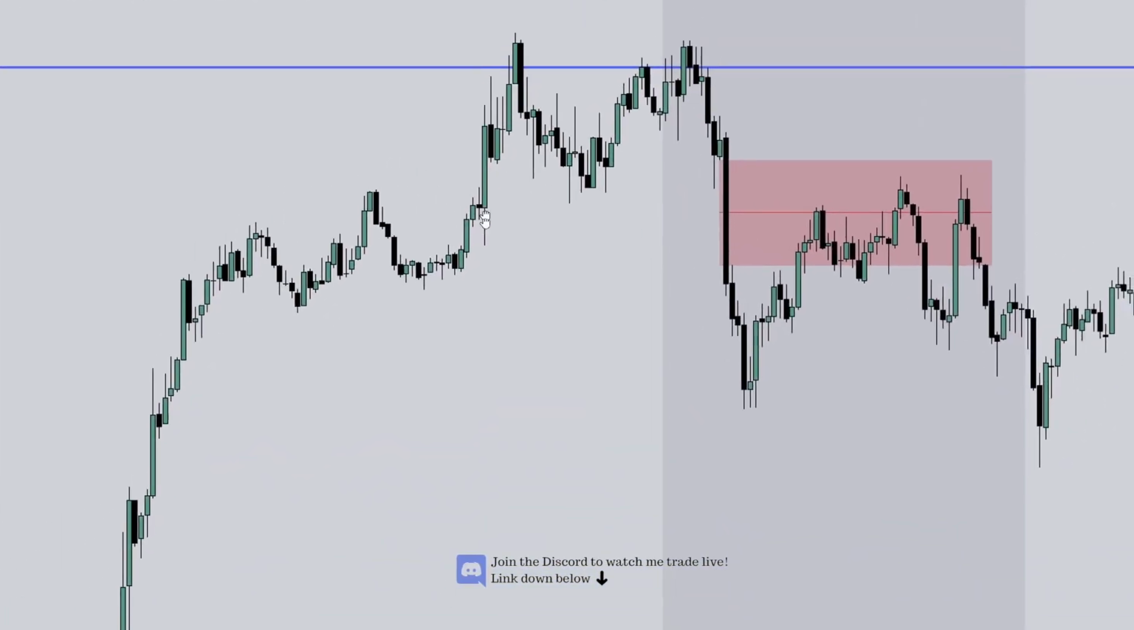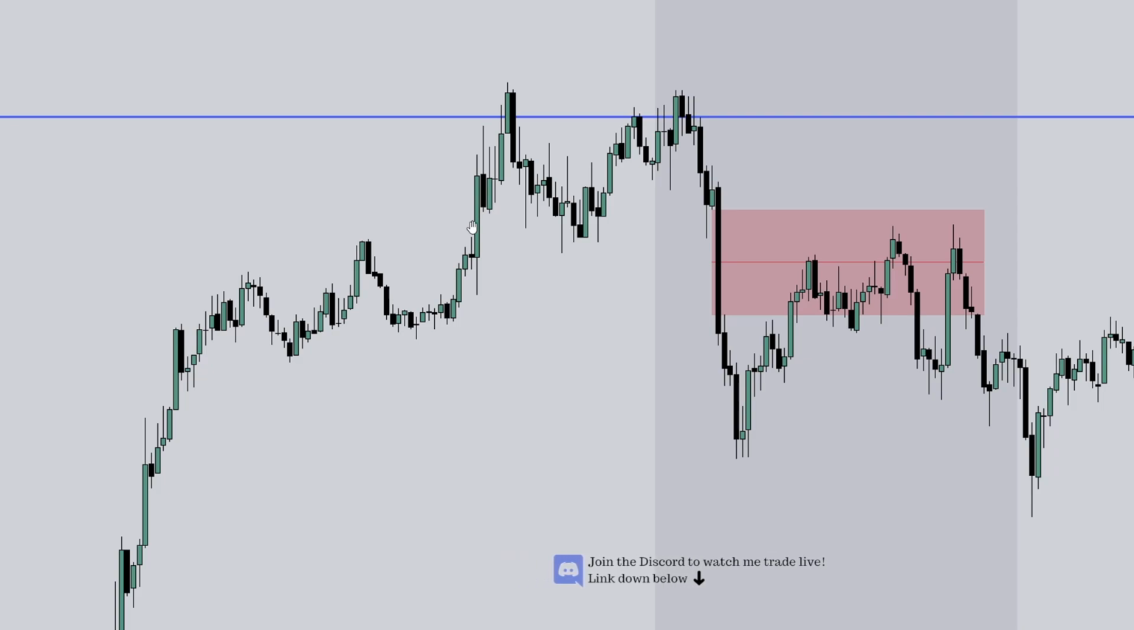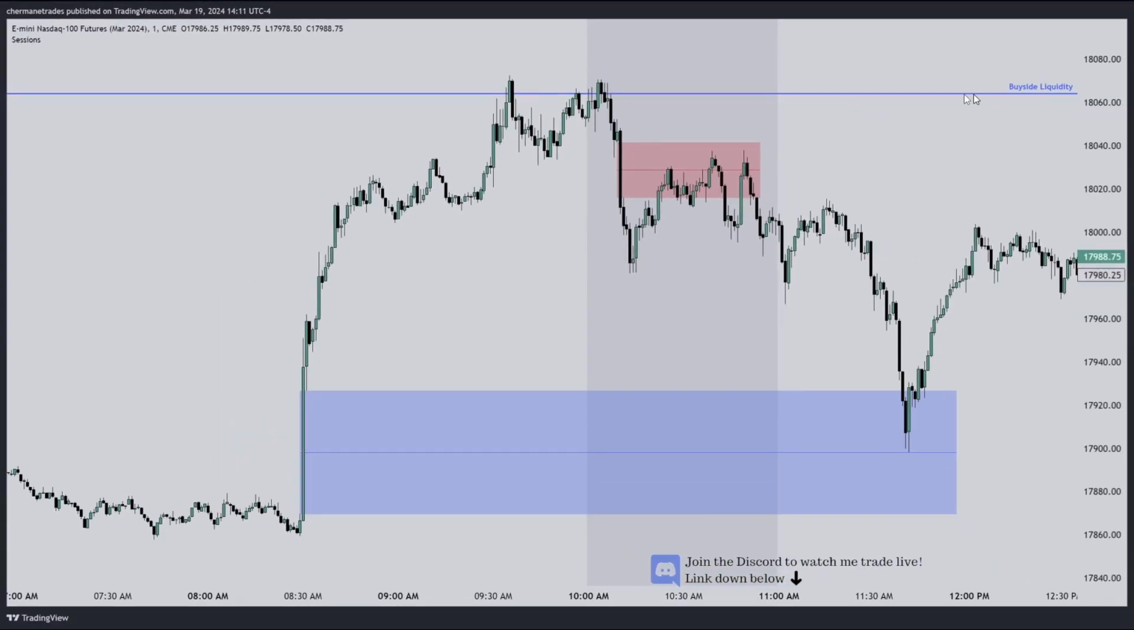We have a fair value gap here. Are we looking to buy that? Absolutely not. We've reached a buy side liquidity pool. This price leg here could possibly just be a Judas swing, a run on buy stops. I'm not looking to buy this fair value gap or anything in here. I'm waiting to see how we trade after reaching buy side.